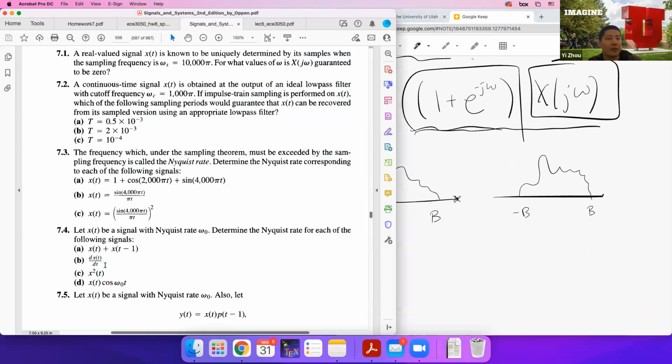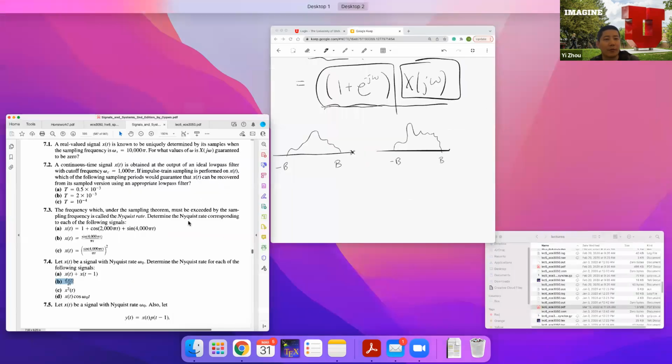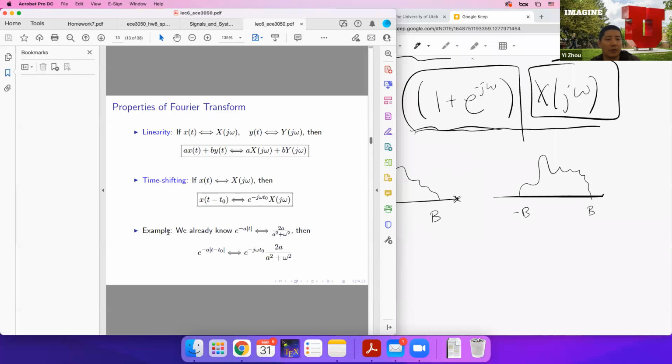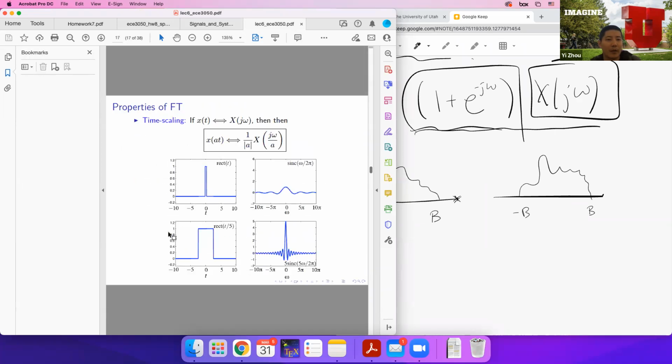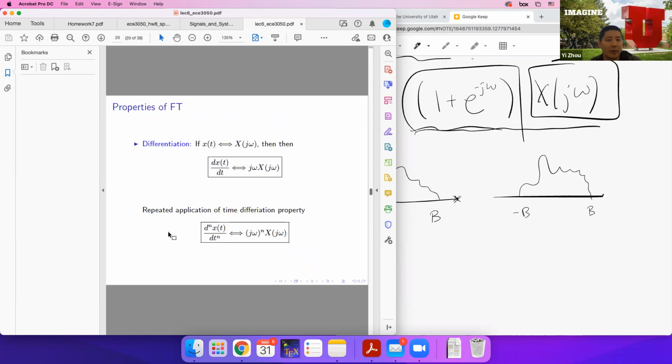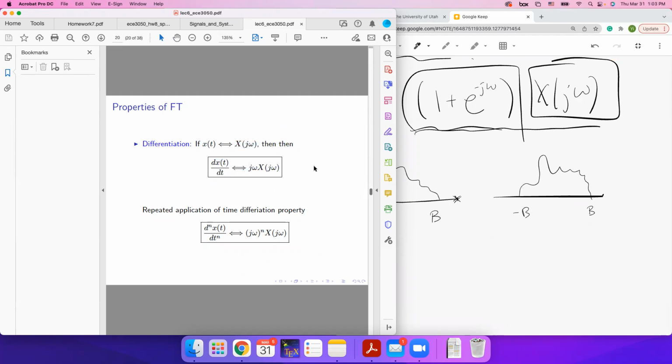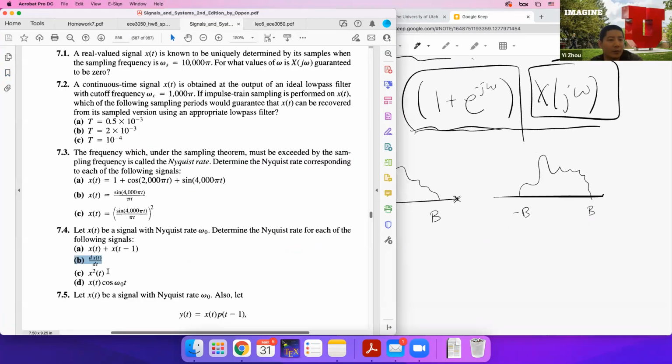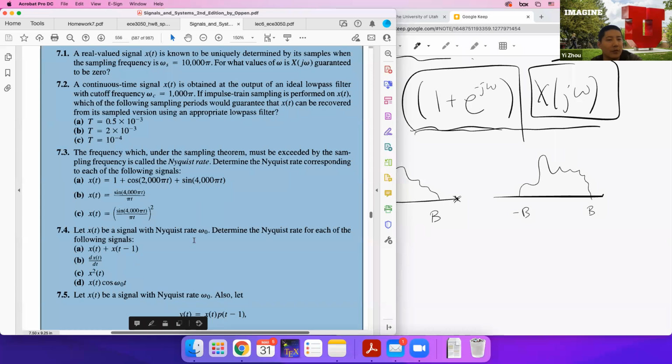So part B is the same thing. This is a differentiation of the original signal, so you apply the differentiation property of the Fourier transform. You see that this differentiation only scales the spectrum by a certain function, j omega. So again, it does not affect the bandwidth of the spectrum. So for part B, you have the same Nyquist rate, omega naught.